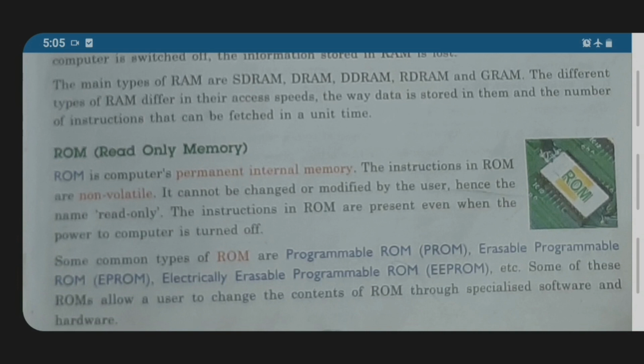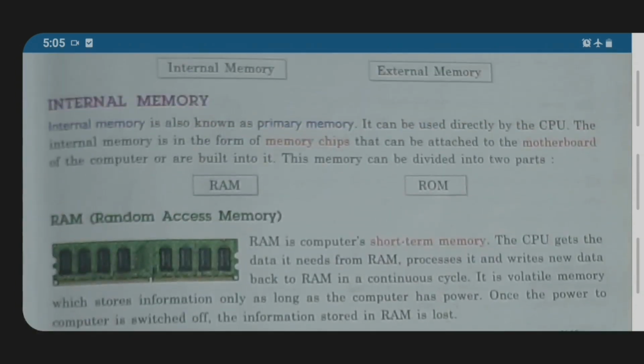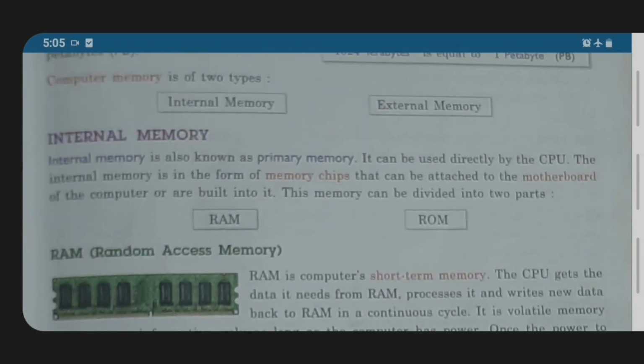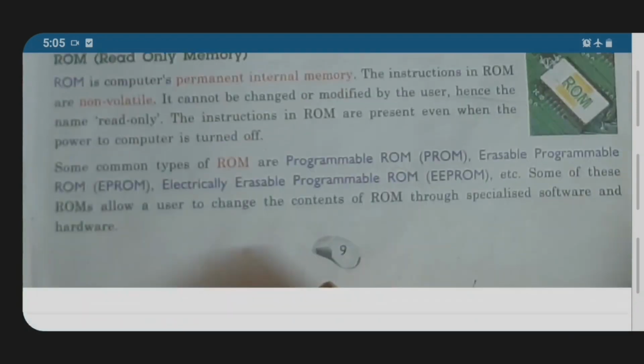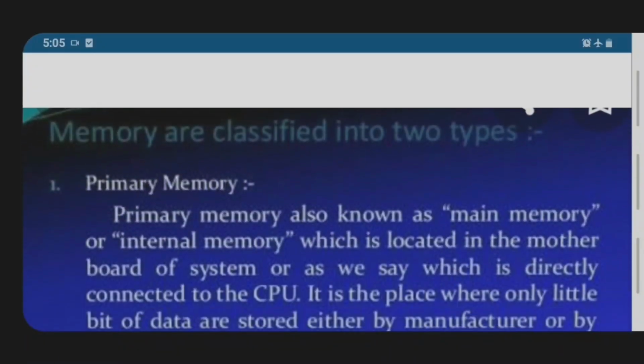Some of this ROM allows a user to change the content of ROM through specialized software and hardware. So you understand the different types of internal memory, that is RAM and ROM. Now you can see one more picture of the different types of memory. As you can see here, memory is classified into two types.